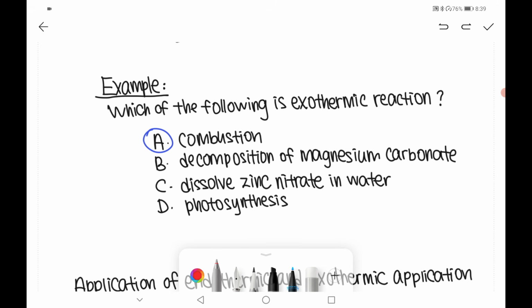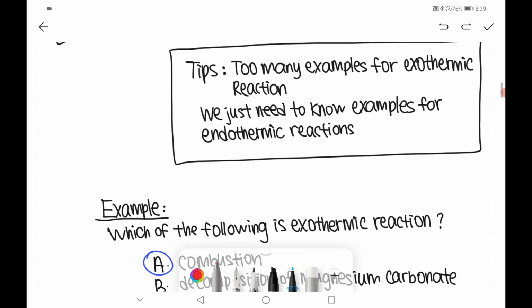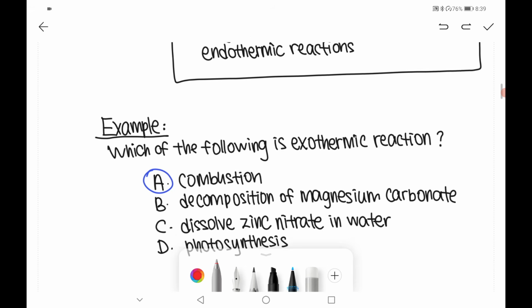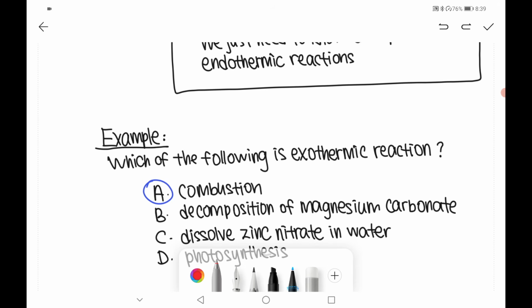So remember, you have the option. If you don't want to memorize endothermic or exothermic examples, it is okay, because you only lose maximum 1 mark. But if you want to memorize, only memorize the examples for endo, because for endothermic you only need to memorize 4 things. Exothermic maybe you have 15 to memorize, too many already. So learn in a smart way. Memorize 4 better than memorize 15.